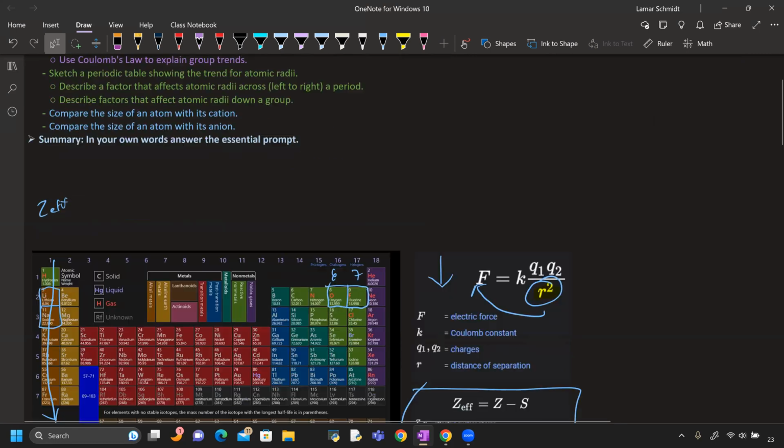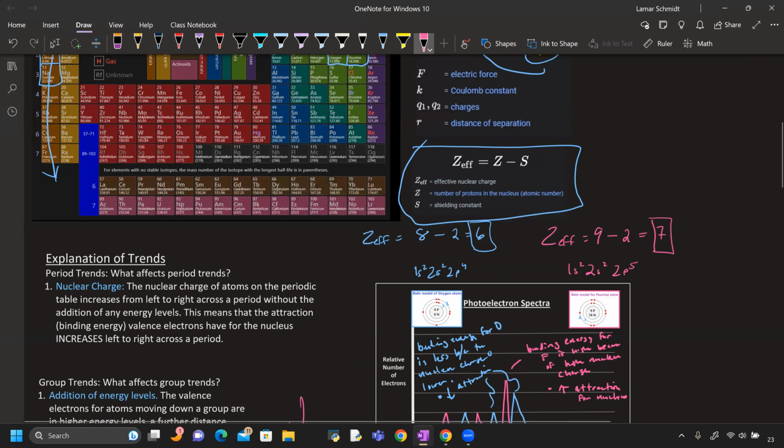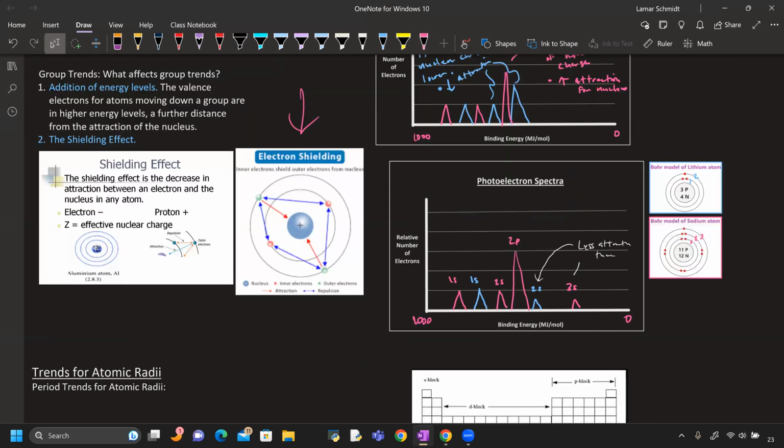Yeah, you can use Coulomb's law to explain both group and period trends. To explain group trends, though, you're going to note that you're adding an energy level, which increases the distance those valence electrons are from the nucleus, which does what to the force of attraction? Decreases it. And if it decreases the force of attraction, what is that doing to the binding energy? It's decreasing the binding energy. So there's less attraction. All right. So it's very important that you understand those relationships.